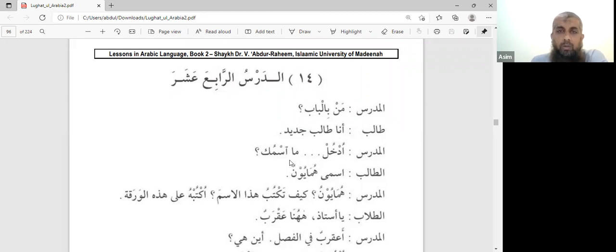المدرس: ادخل. ما اسمك؟ الطالب: اسمي همايون. المدرس: همايون، كيف تكتب هذا الاسم؟ اكتبه على هذه الورقة. الطالب: يا أستاذ، ها هنا عقرب.